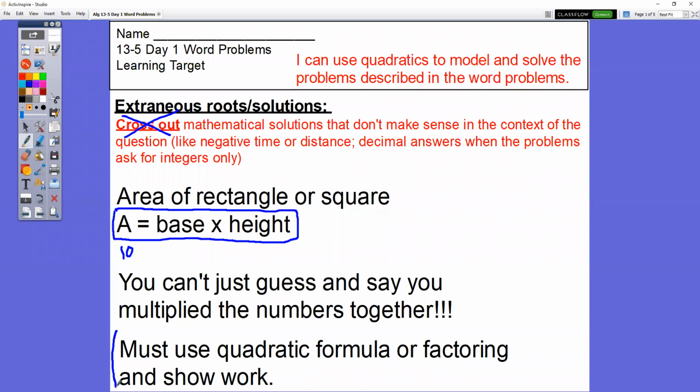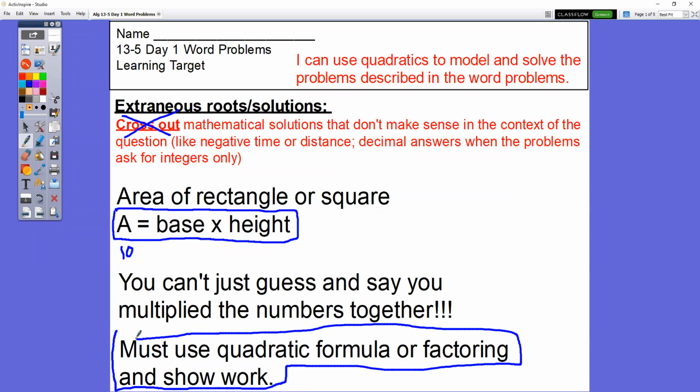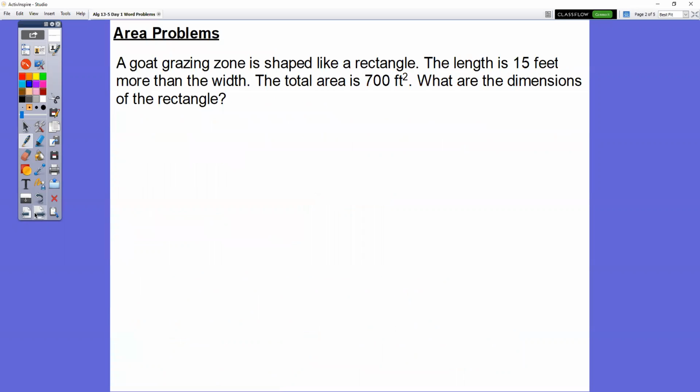You must use the quadratic formula or factoring and then reject one of the answers, and you have to show your work. Just like yesterday on the homework in Class Kick, you have to show your work on the screen. Otherwise, you're not getting any credit, whether that's using the pen tool or using the camera tool and taking a picture of your piece of paper that you did the work on. So again, you can't just guess and leave it like that.